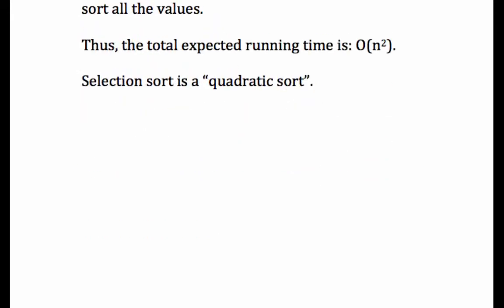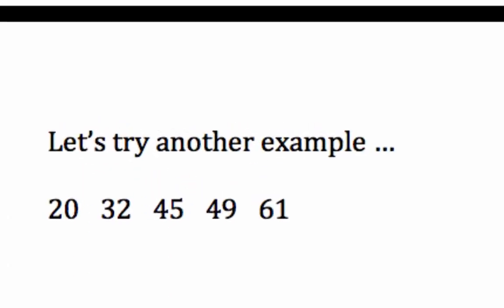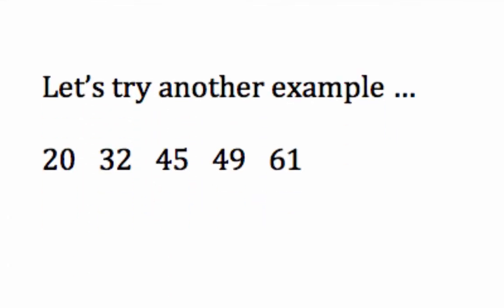Now, let's do something else. Let's try a different set of numbers. For example, 20, 32, 45, 49, and 61. So, first step, find the largest value, 61. Oh, that happens to be in the last position, so no need to swap. Okay, next step, 49 happens to be in the last position, no need to swap. 45, we realize it's also the largest value and in the correct position, 32 is in the correct position, and 20 is in the correct position.